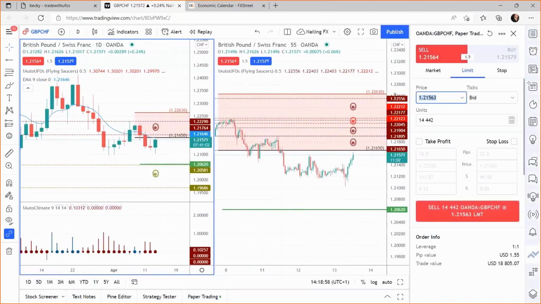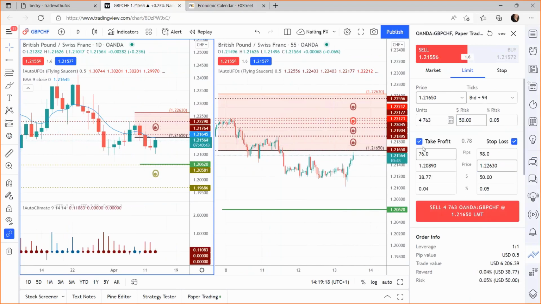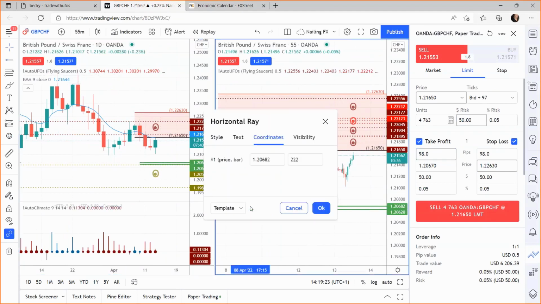So let's put these numbers in and we can figure out what that number would be. So 1.2165 for our entry, 1.2263 for our stop loss, and it is a wide zone. That's 100 pips, almost 98 pips, so be aware. I put $50 of risk on each half of the trade. You don't have to, you put whatever risk you want, but of course we want to make sure that we are risking what is comfortable and what fits our trade plan.